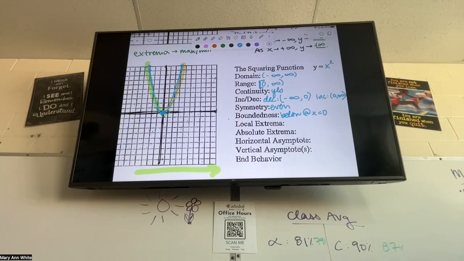All right, this time I do have an extreme point. I do have a max or a min. Where is it? 0, 0. And I'm going to count it as both my local and my absolute extreme. Because it is lower than all the points around it, but it is also the lowest of the entire graph. What does absolute mean? Absolute means of everything. Is the absolute highest point or the absolute lowest point.